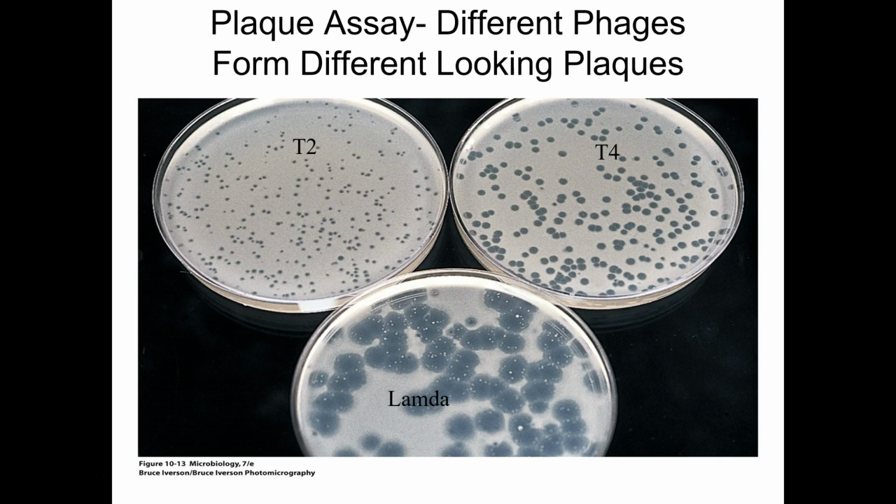So the other thing to notice here is the fact that the plaques are different sizes. These viruses have different burst times. T2 is the slowest, T4 is slightly faster, lambda is really fast. Okay, so how long it takes these viruses to get through these replication cycles depends on the virus. Some are faster, some are slower.